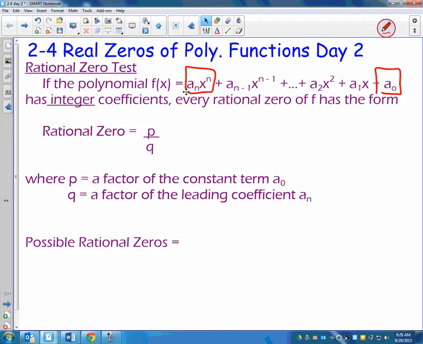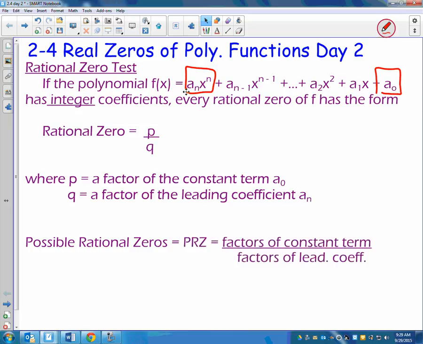These can still take a while to find the ones that actually work, because they don't all work, but instead of guessing from every possible real number, it gives you this list of numbers to check. I call these PRZs, possible rational zeros. When I do my homework or a test, I say PRZ so I don't have to write them all out.